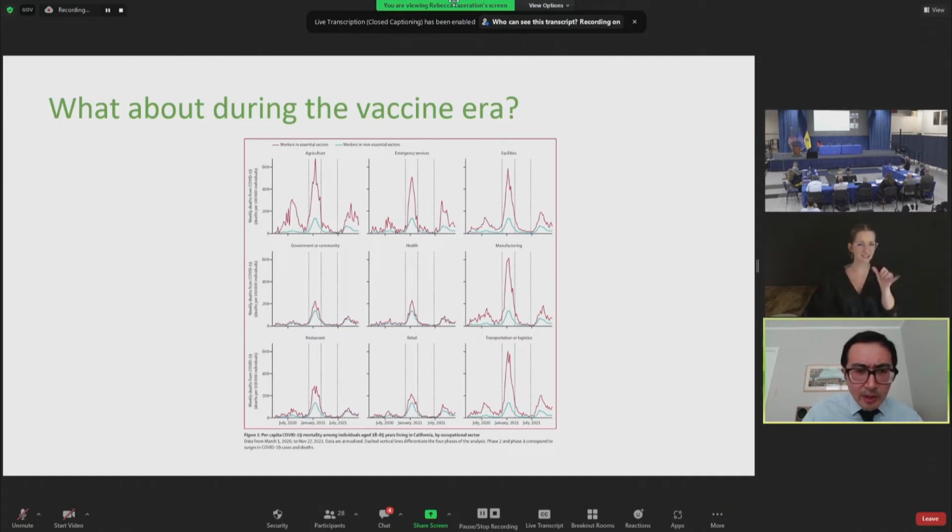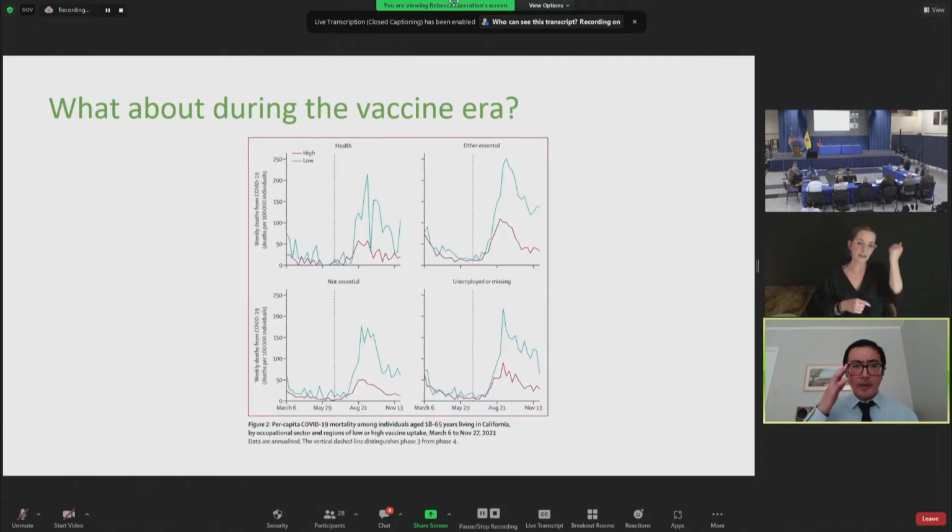One of the things that we are concerned about is workers in the emergency sector have emerged as a group that has very high risk, and we think that particularly during the vaccine era, that could be due to low vaccine uptake in that group. Next slide.